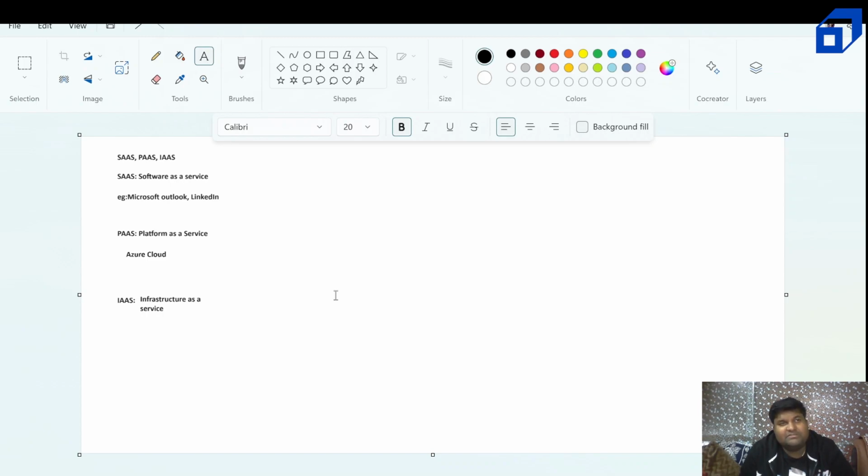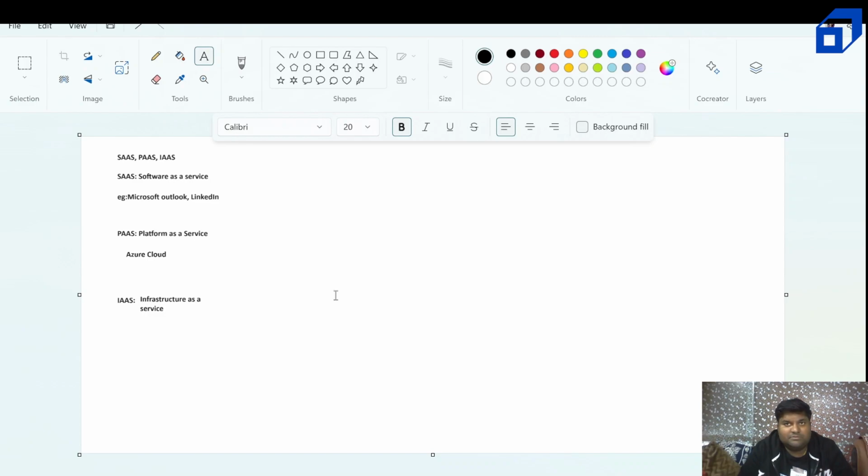So there are a lot of things within Azure Cloud, which is a platform where you can utilize any service based upon your need or requirement, right? A platform is basically a combination of different services. Azure Cloud is a combination of different services under one single platform, right?